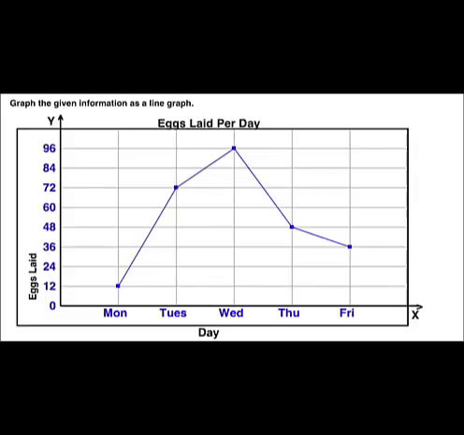Now I want you to take a second and think about which day were the least eggs laid per day. Which day were the least amount of eggs laid per day? Least means fewest or smallest. If you said Monday, you are correct. All the other points are above Monday's. Monday, only 12 were laid.